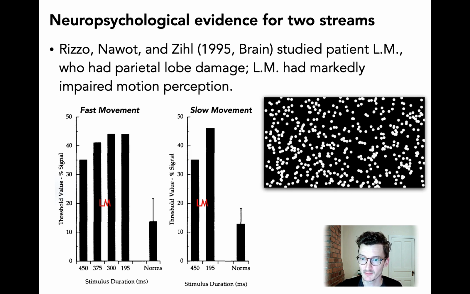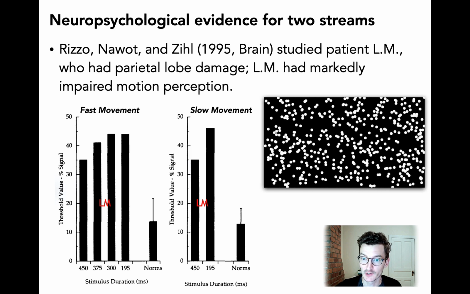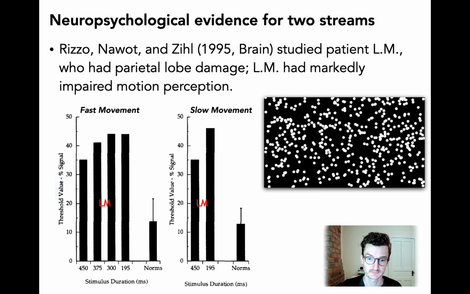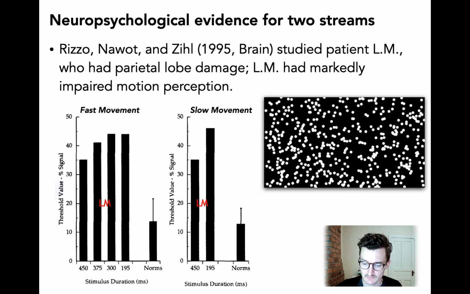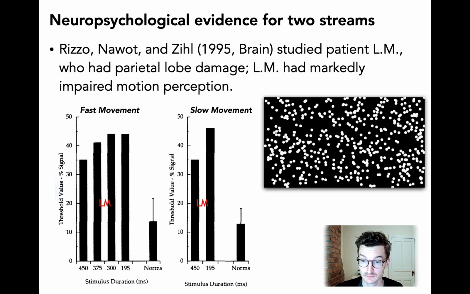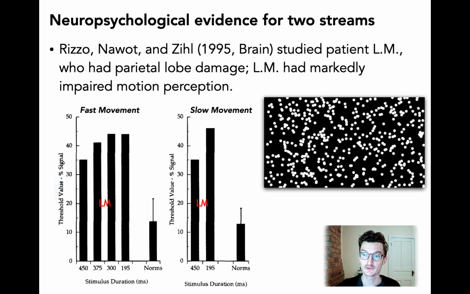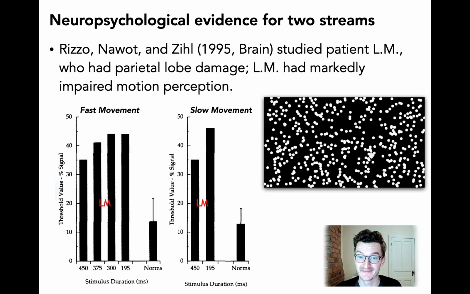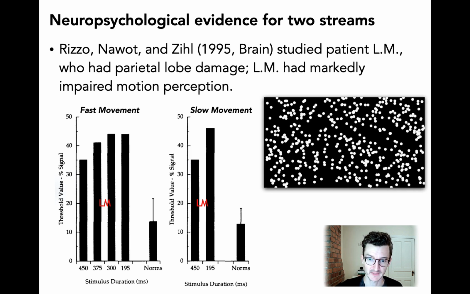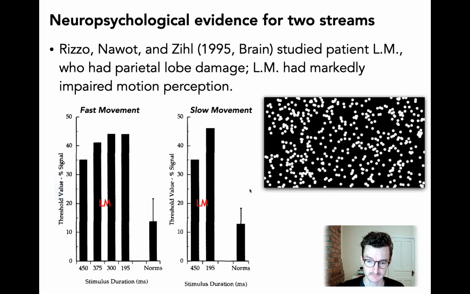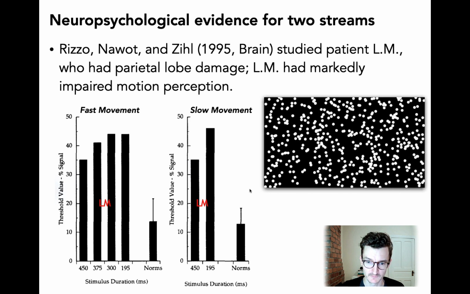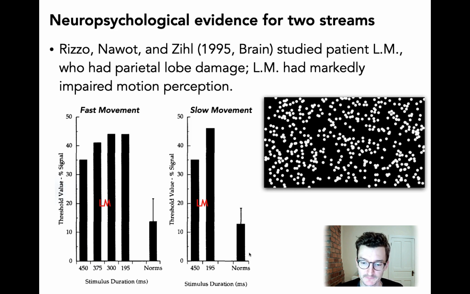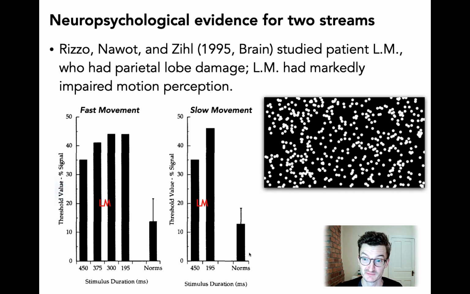What you can do in the lab is make the dots move in random directions or make them move in one direction. And typically what happens in normal healthy participants is that if you make 10 or 15% of the dots move in one direction, we observe motion in that direction. That's what we see in this bar plot here. So for healthy controls, when about 15% of the dots move in one direction, the controls observe motion in that direction.